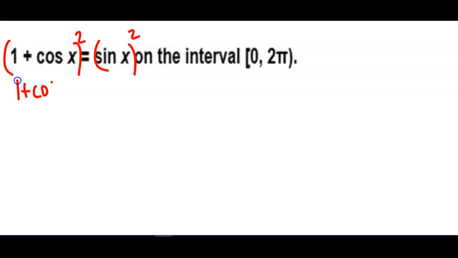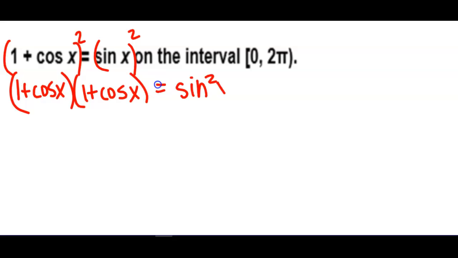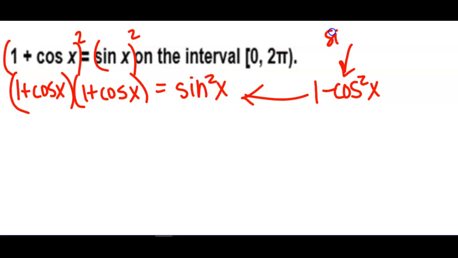So you would have 1 plus cosine of x times 1 plus cosine of x equals sine squared of x. And then the sine squared you can trade out for a 1 minus cosine squared. That's an identity, right? Sine squared plus cosine squared equals 1, and we want all the same function here, so we don't want to get rid of that sine squared since we got cosines over here. So if we rearrange this, a sine squared is a 1 minus cosine squared, and I'm going to put that in there. So over here I'm going to FOIL this out.